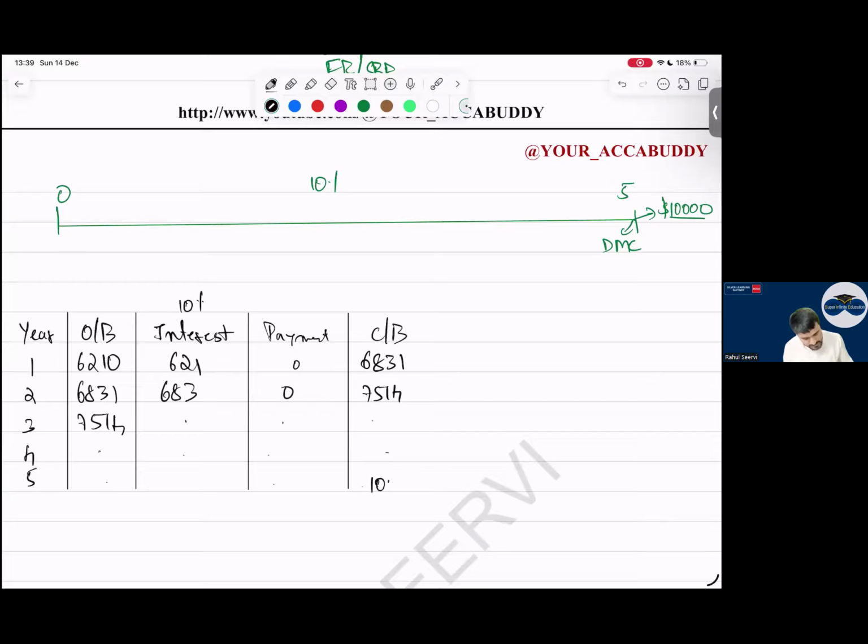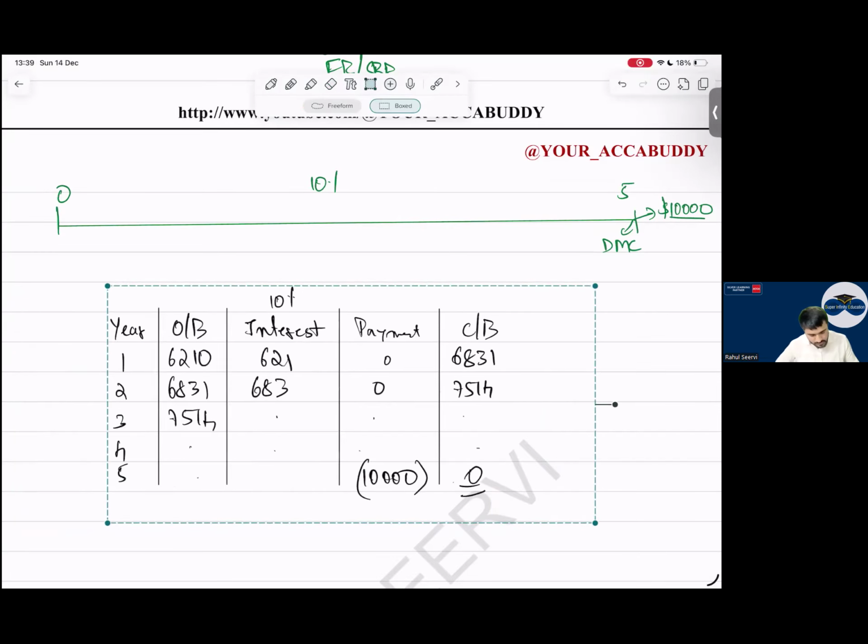And here the closing balance will become how much? 10,000, if payment is not done. If I say payment is done, in that case, what will happen? Here payment of 10,000 is done, closing value will become 0.